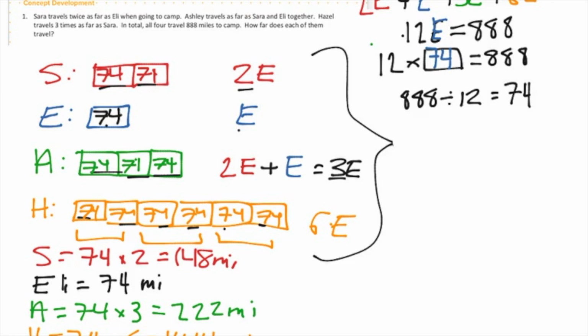And there we have our answer. And to check our work, we can add them all together. 148 plus 74 plus 222 plus 444 is going to give us that total of 888 miles that they all went together. This problem had a lot of different steps to get all of that written in. And then we are going to go to the next page and start doing a plan of attack for there.